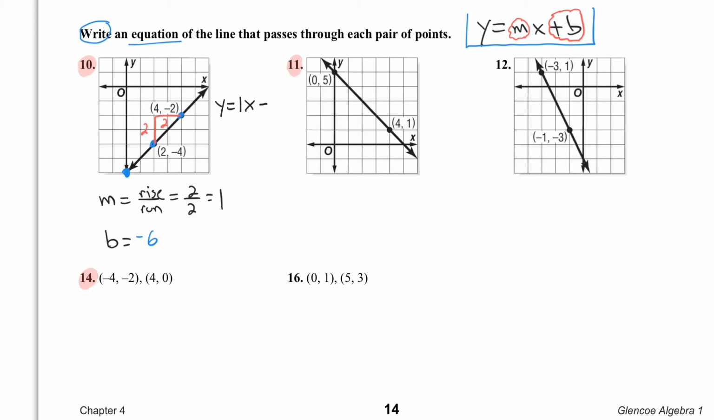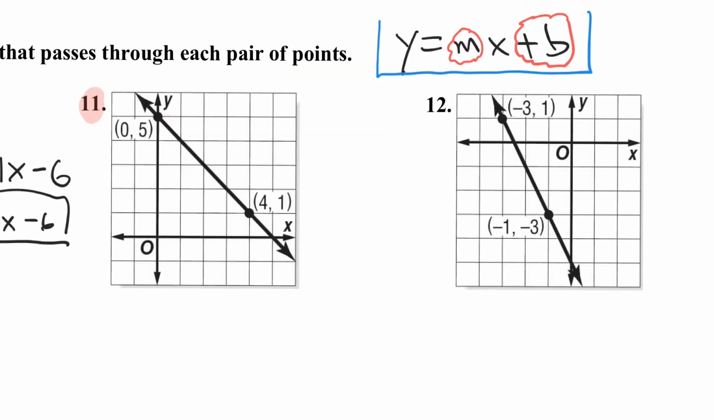You put -6. I don't need that 1 in front of the x, so I'm just going to rewrite it as y equals x minus 6. And that is the equation for the line, the graph, for question number 10. Now 11 is the same thing.